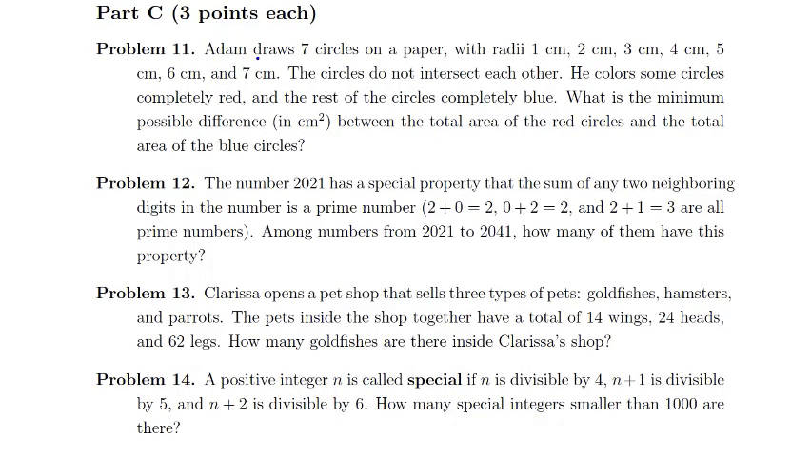Problem number 11 of primary, which is problem number 1 of junior. Adam draws 7 circles on a paper with radii 1 centimeter, 2 centimeter, 3, 4, 5, 6, 7. The circles don't intersect each other. He colors some circles completely red and the rest completely blue. What's the minimum possible difference in centimeters squared between the total area of the red circles and the total area of the blue circles?